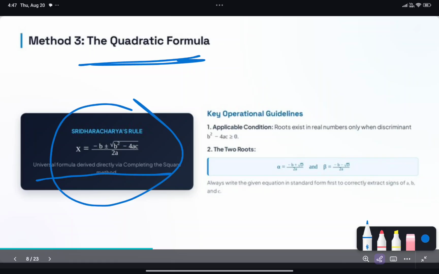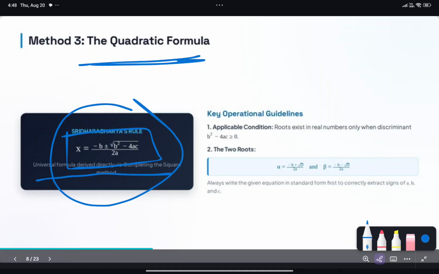x equals minus b plus or minus under root b square minus 4ac by 2a. Yes, exactly. x is equal to minus b plus or minus root, under root we call it, no problem. b square minus 4ac by 2a. Yes or no? See, this is the only one formula.